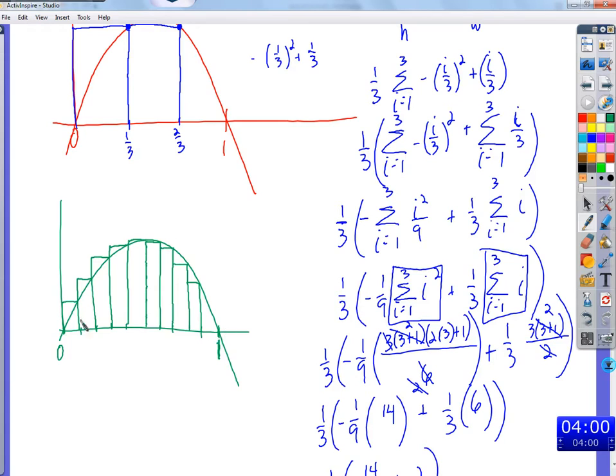So we can do this with 10 rectangles, or 20, or 1 million, or however many. And the more we use, you can see, the less we're off by. Right? We're off by a little sliver there, and too much and too little there, too much of a sliver there.